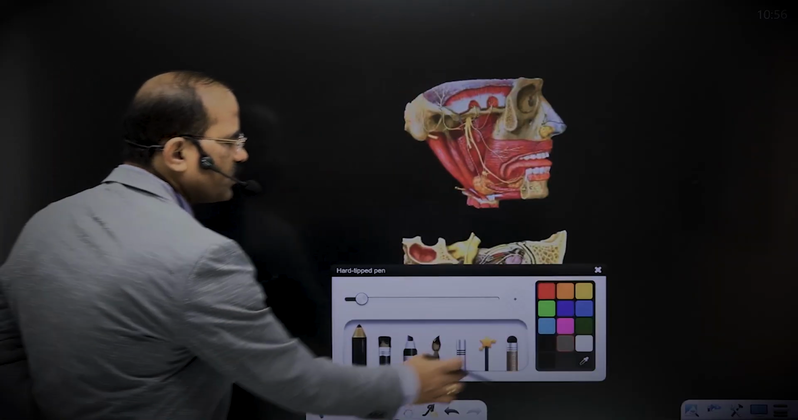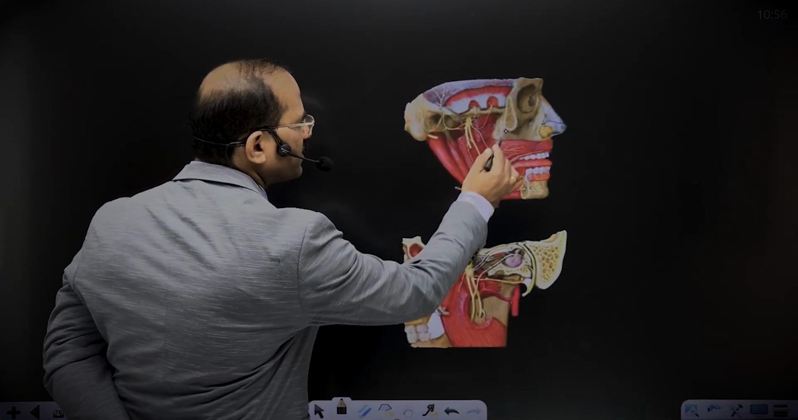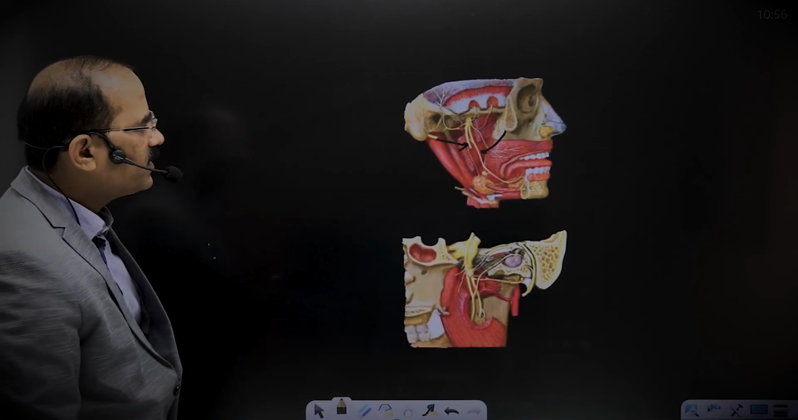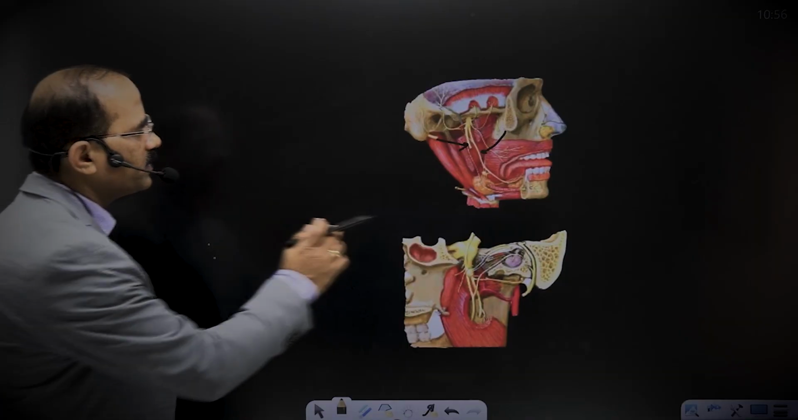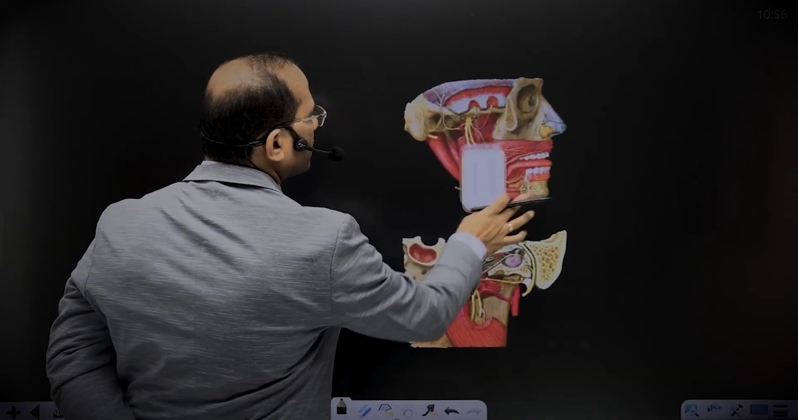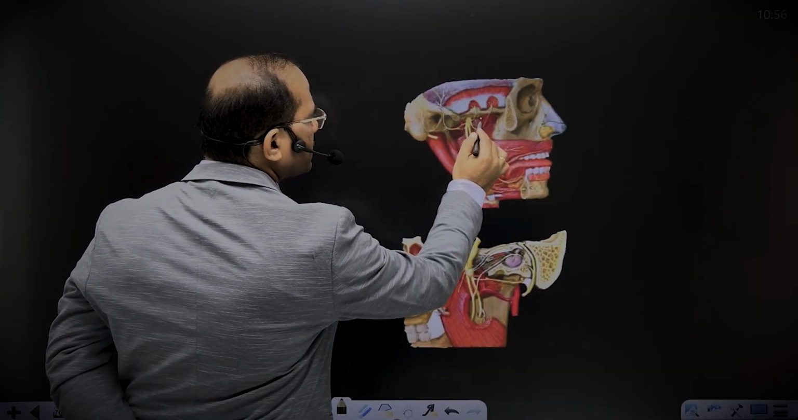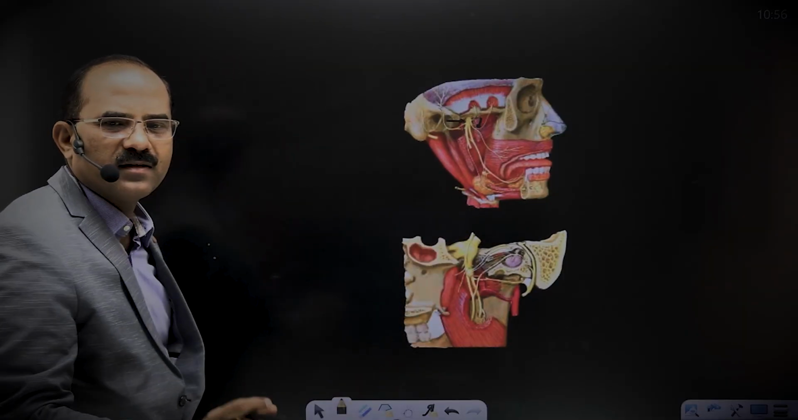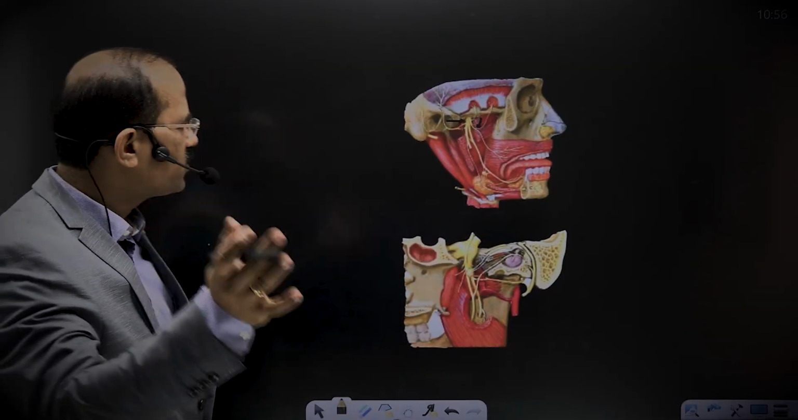What is this division? Look at this, beautiful. That's the anterior division and that's the posterior division. This is a small anterior division and this is a big posterior division. So the anterior is very small and the posterior is a big division.